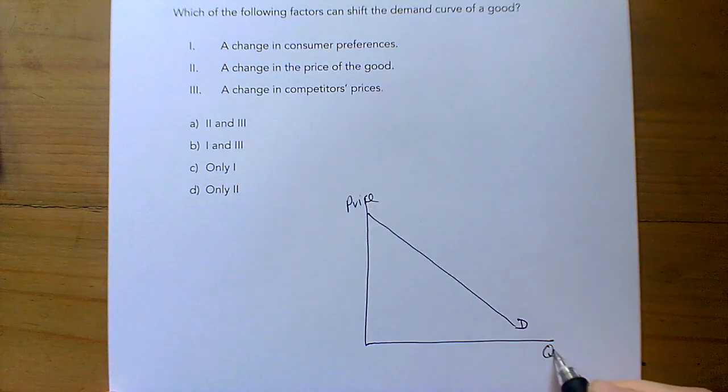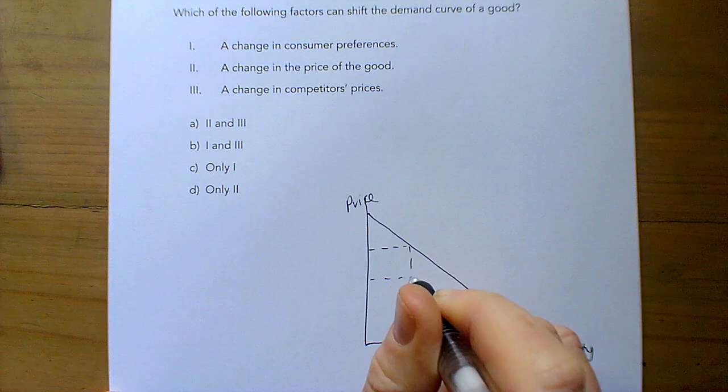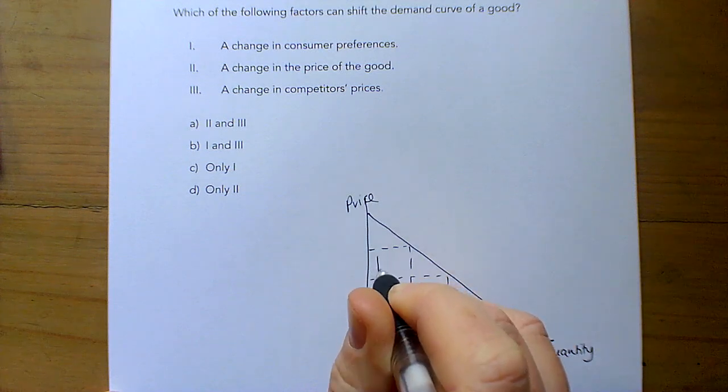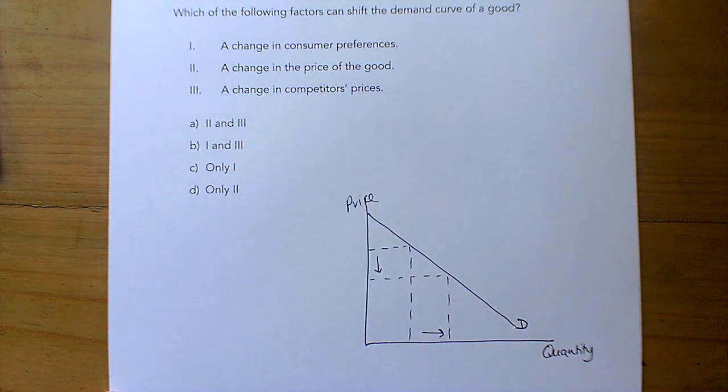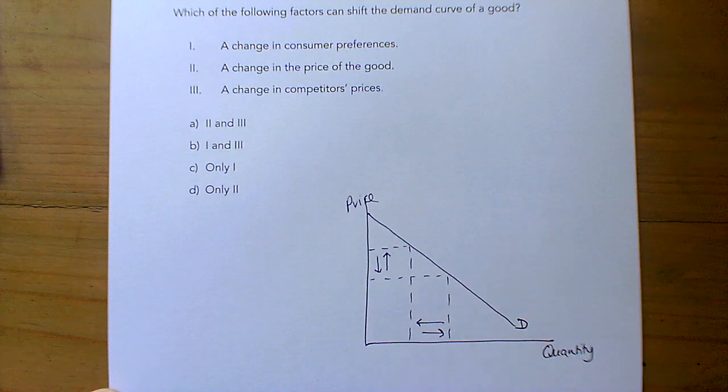So our market demand in perfectly competitive markets is downward sloping because of the law of demand. If price is lowered, quantity demanded would go up. And if price was raised, quantity demanded would go down. So that's the law of demand.